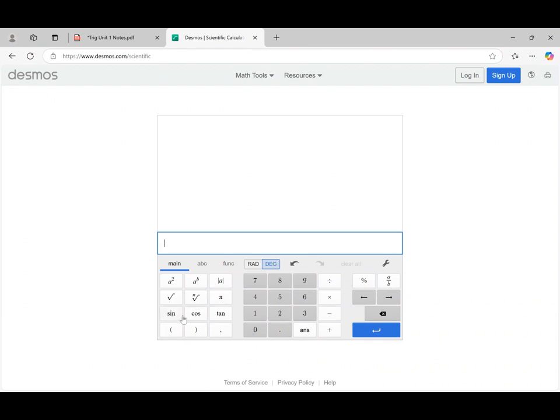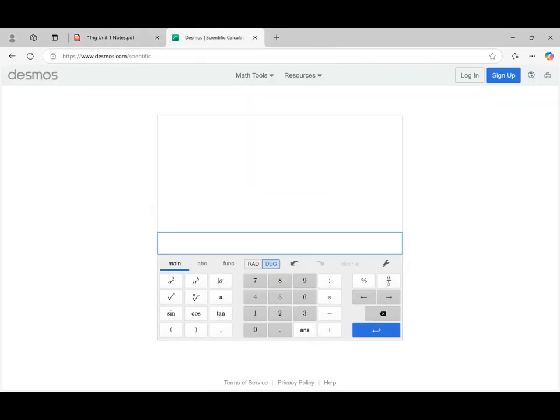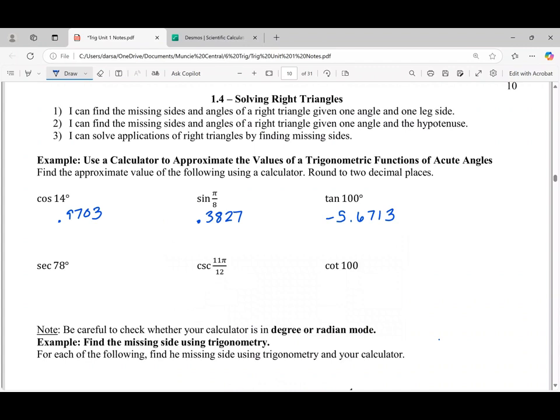And then you'll automatically notice that sine, cosine, and tangent are down here at the bottom. So if we wanted to go to our first problem and find the cosine of 14 degrees and use our scientific calculator, it is as easy as doing cosine of 14 and hitting enter. And notice it is the same answer, 0.9703, as we got from before.